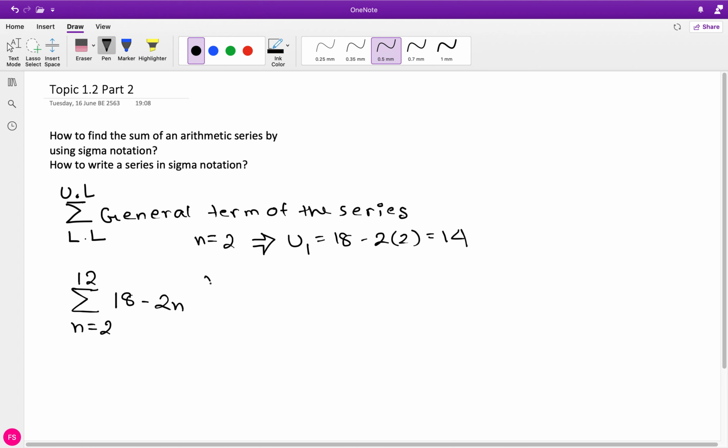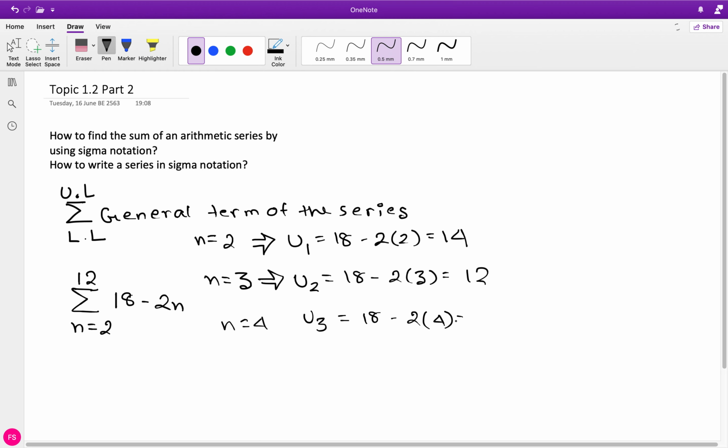If you want to find the second term of the series, you have to substitute the next number. We used 2 for the first term, that's why we are going to use n equals 3 for the second term. u2 is going to give me 18 minus 2 times 3, which is 18 minus 6. This will give me 12. If you want to find the third term, you need to substitute the next n, which is 4. u3 equals 18 minus 2 times 4. 18 minus 8 will give you 10.